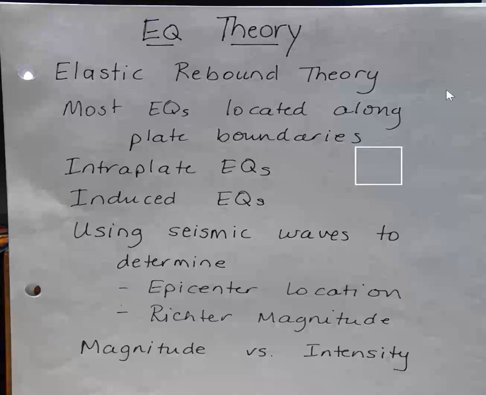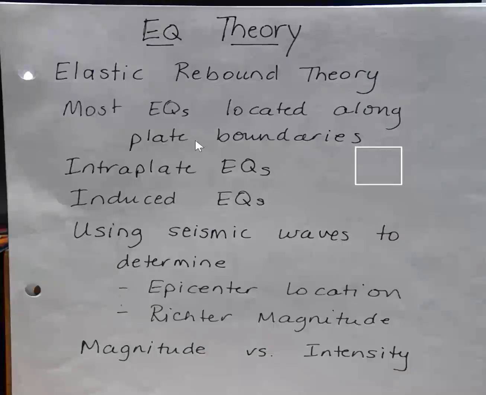So let's start off with the elastic rebound theory, which is our explanation for why or how earthquakes occur. Stress in the crust overcomes the strength of the rock, and the rocks break. While the rocks are under stress, they can deform, and they accumulate strain energy during that deformation phase. When they break, they release the energy, and the energy mostly comes out as seismic waves.